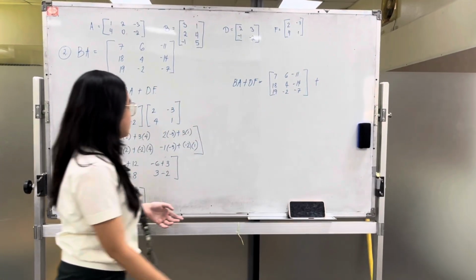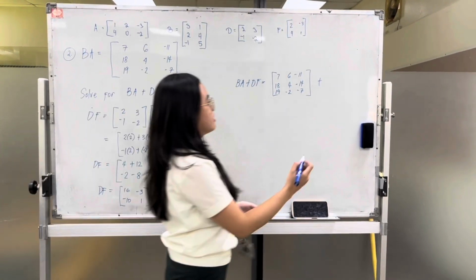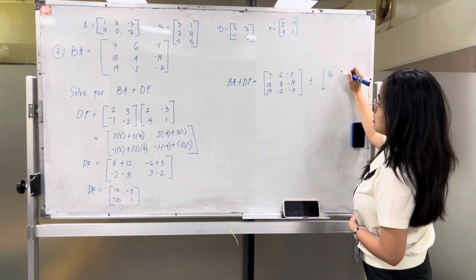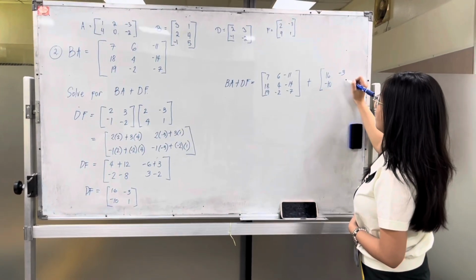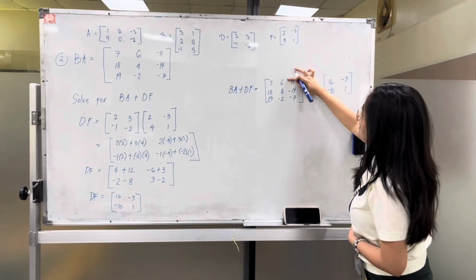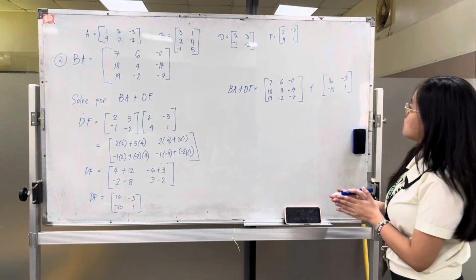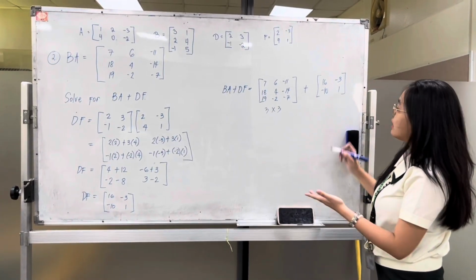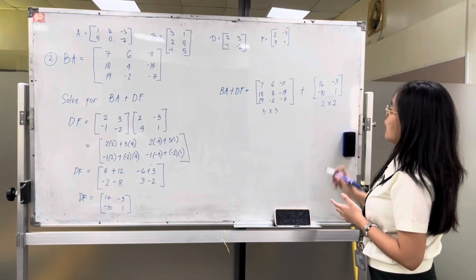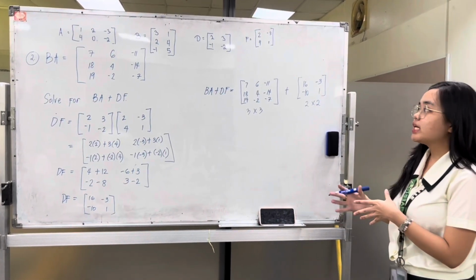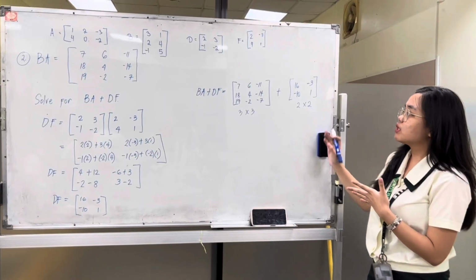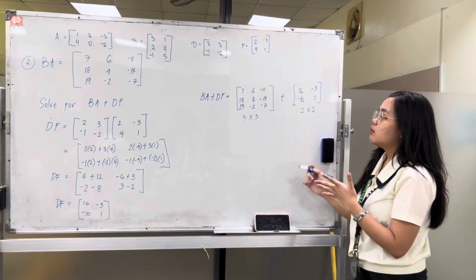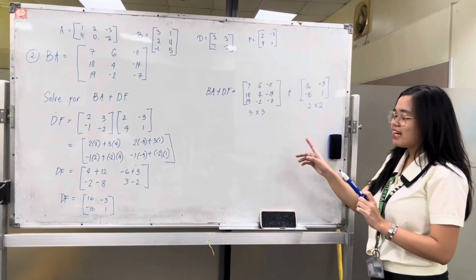Plus DF, which is this. So we copy it. 16, negative 3, negative 10, and let's correct this out. So as you can see, DA is a 3 by 3 matrix, while DF is a 2 by 2 matrix. And because they have different dimensions, we cannot add them. It's not possible. Even if we transpose 3 by 3 or we transpose 2 by 2, it's not possible. Therefore, we cannot add DA and DF.